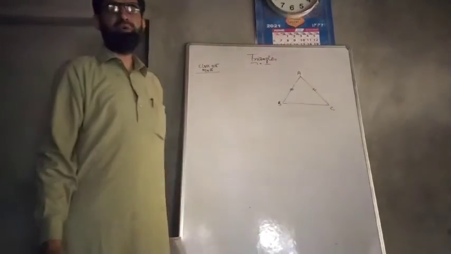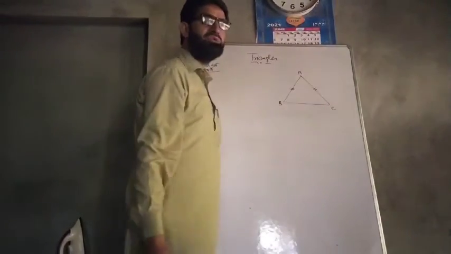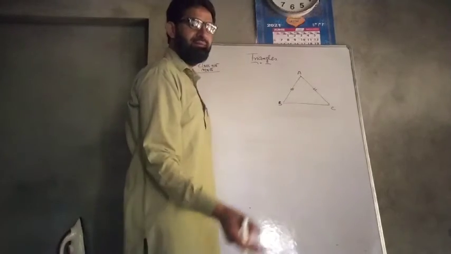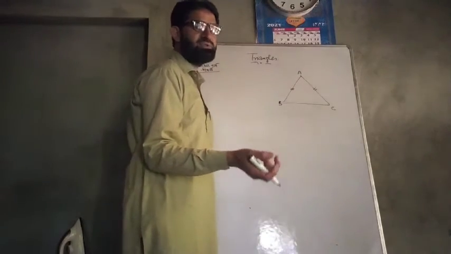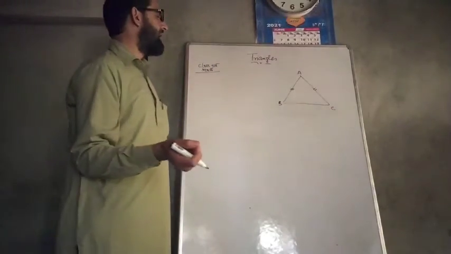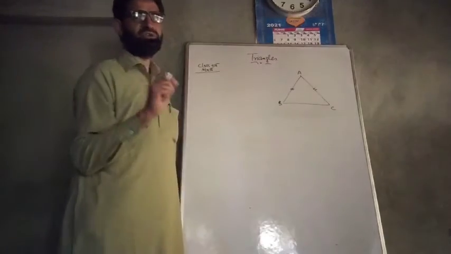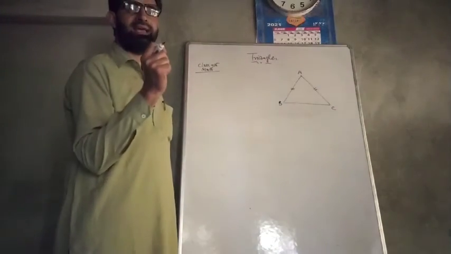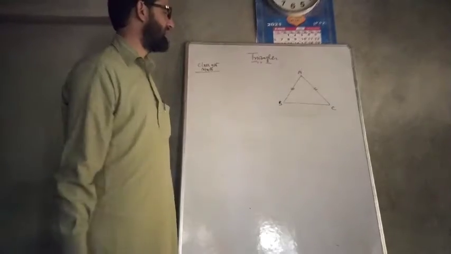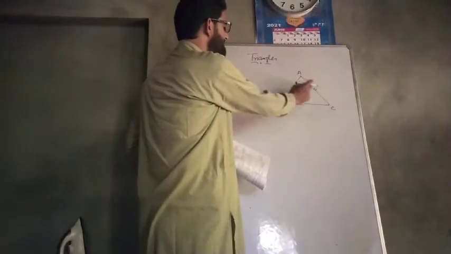And one more thing, we know that in an isosceles triangle, when two sides are equal, their opposite angles are also equal. When sides are equal, their opposite angles are equal, and when angles are equal, their opposite sides are also equal. Or we can say equal sides have equal angles opposite to them, or equal angles have equal sides opposite to them. Now it is given that ABC is a triangle in which AB is equal to AC.